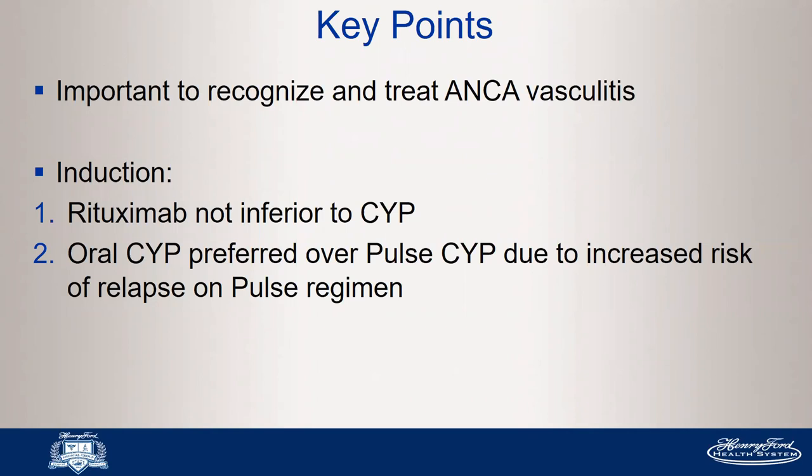this is when you see patients in the clinic with some pulmonary nodules, some kidney dysfunction. Rituximab is not something you would use when you have patients on the vent with diffuse alveolar hemorrhage. Usually our preferred agent would be cyclophosphamide. When you're using cyclophosphamide for induction in some of these severe organ-threatening diseases, oral is preferred over IV because of the reduced risk of relapse as compared to the pulse regimen.